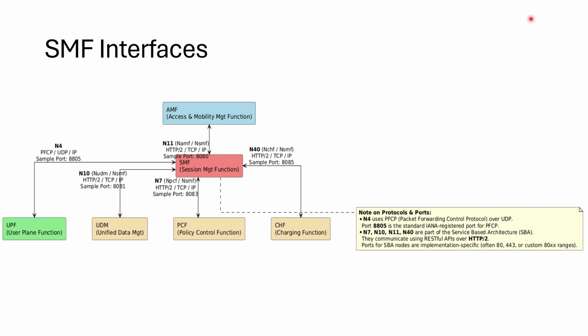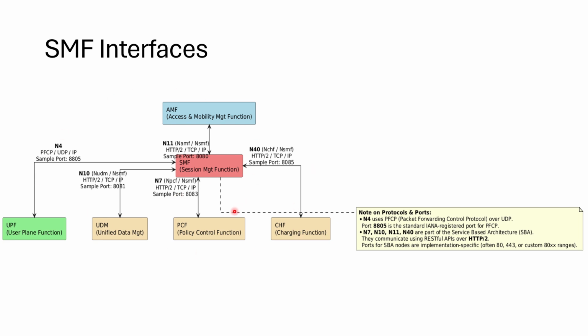Then we have the N40 interface, that is SMF to CHF. CHF is the Charging Function, so it is going to handle the charging. Here the SMF reports usage data, like the bytes consumed, and tells the CHF over the N40 interface so that the user is billed correctly.